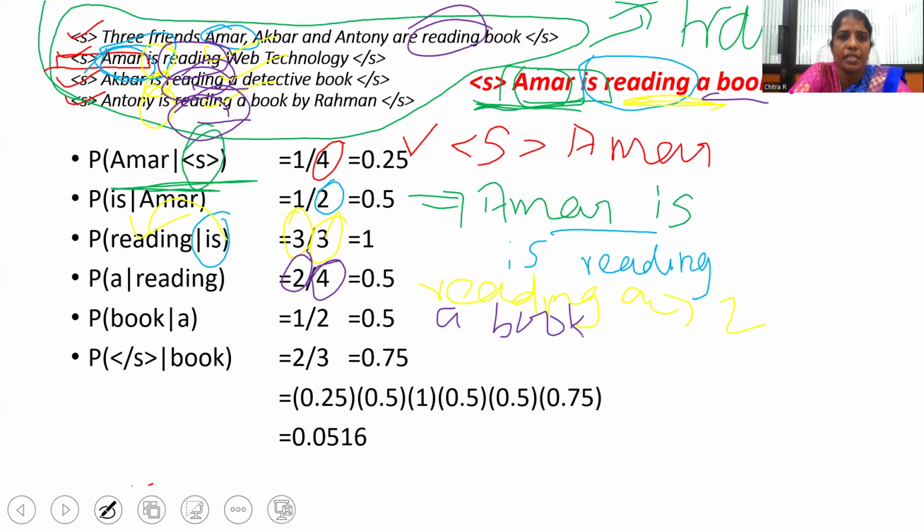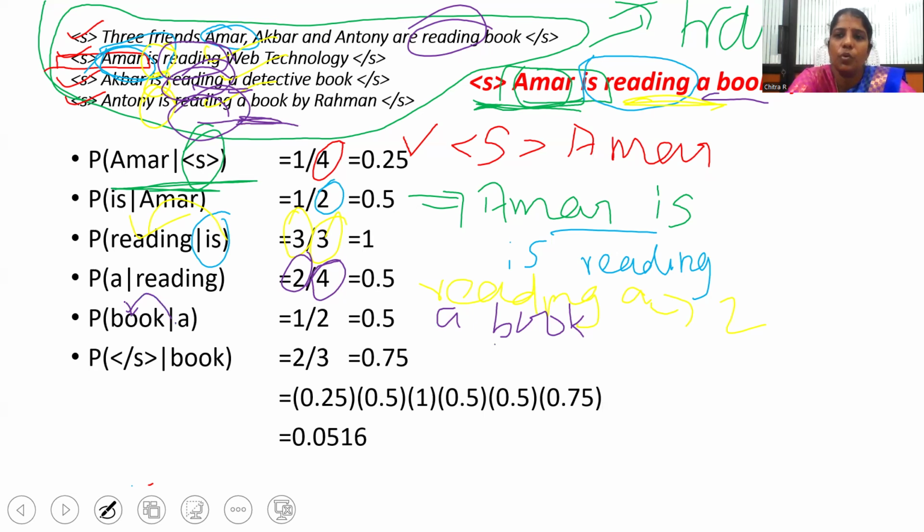Find how many times A is available. A is available 2 times. Here A is there, here also A is there. A is available in 2 times. So take this A 2 times and book. Book is also available 1 time. This is only reading a book. Reading a book is available only 1 time. First find the count of this A, then find the count of A book combinedly, because by graph 2 words at a time.